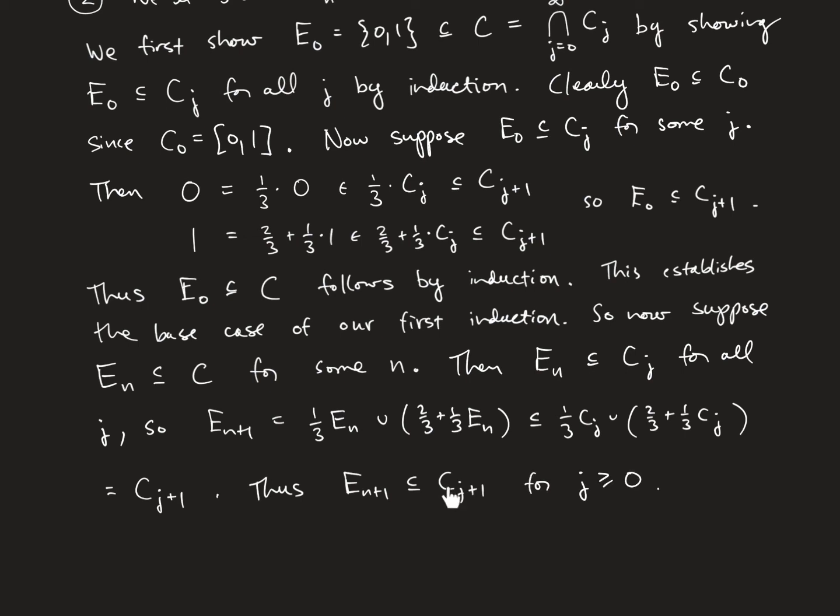Okay, so it's in all of the C_j's except for maybe C_0. But remember, these C's are nested, so all of these C's are in C_0. That is, E_{n+1} is contained in C_k for k greater than or equal to 1. But C_k is contained in C_0 for any k.